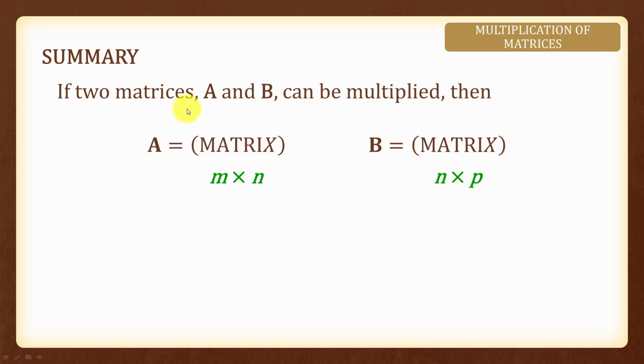In summary, if two matrices A and B can be multiplied, and matrix A has the order M by N and matrix B has the order N by P, the order of the matrix product AB is simply M by P. We'll simply take the first number and the last number to give us the order of the matrix product.